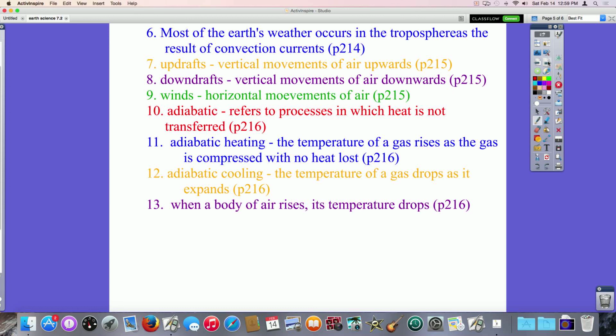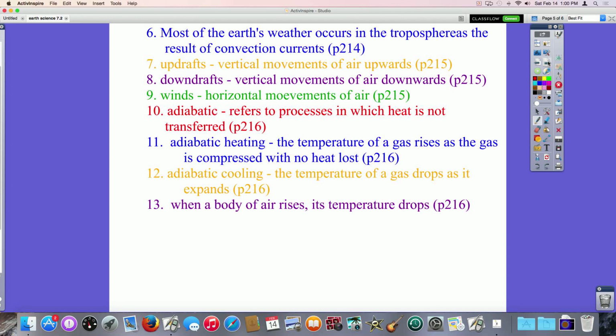Now, the next few are not about heat transfer. They do result in changes of temperature, but it's not because heat is transferring from one object to another, or from one substance to another. And that's the term adiabatic. It refers to a process in which heat is not transferred. Like I said, we still measure a temperature change, but it's not transferred. And adiabatic heating is when the temperature of a gas rises as the gas is compressed with no heat loss.